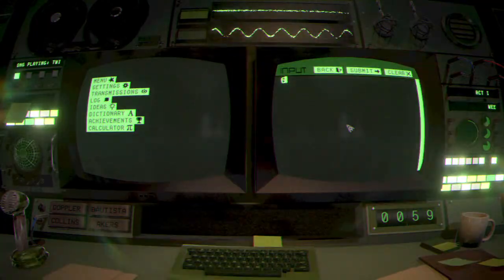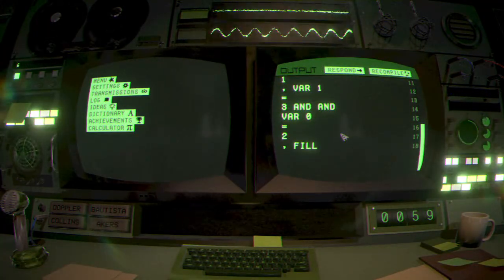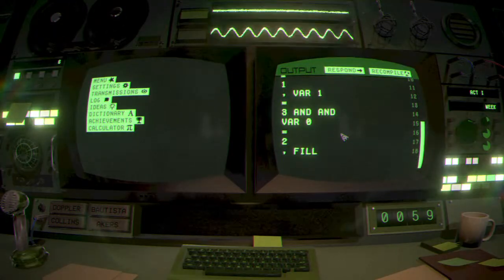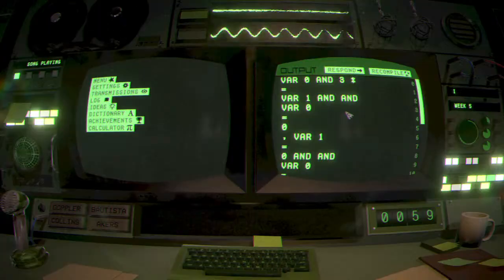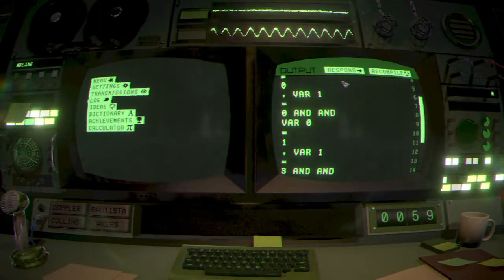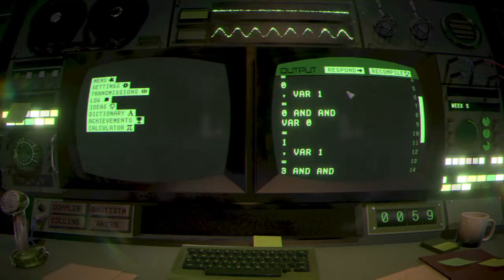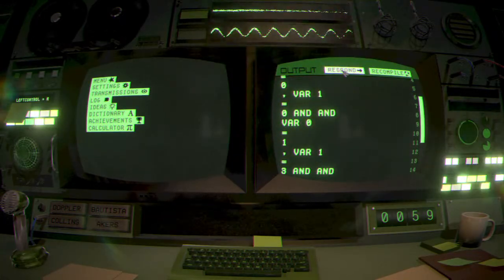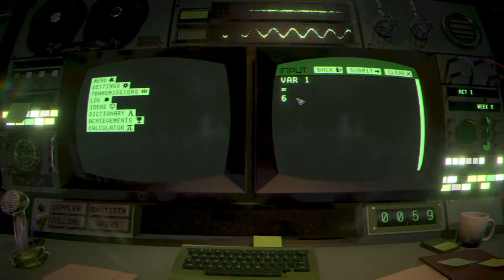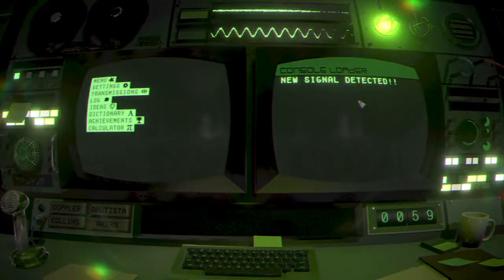No. Am I supposed to write variable 1 equals 6? Variable 1, enter, equals, enter. Okay.